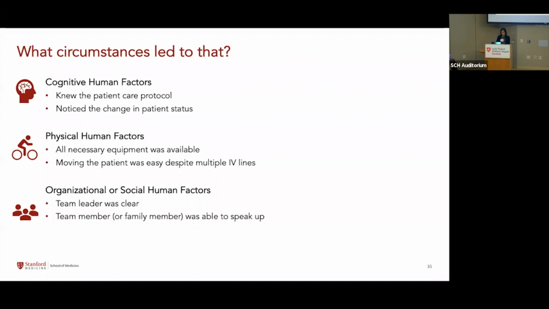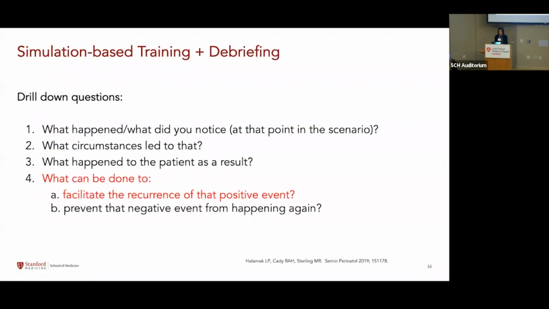From an organizational perspective, perhaps the team leader was clear, so the lines of communication and what was expected in that team was very clearly understood. Or again, harkening back to our previous example, it was easy for a team member or a family member to speak up and to raise their concerns or to add additional information or to add their perspective to a situation. And again, remembering that what's most important is what can be done to facilitate that in the future.